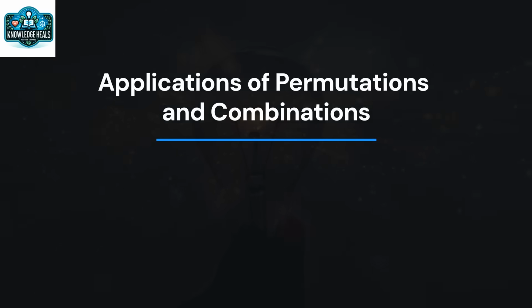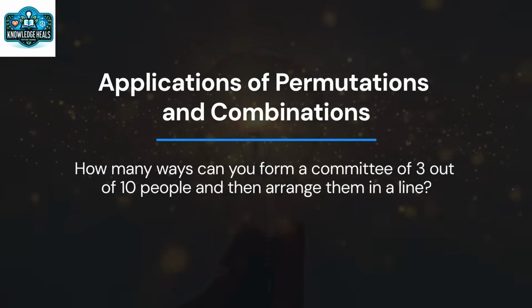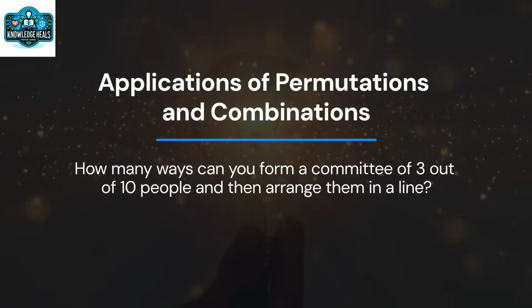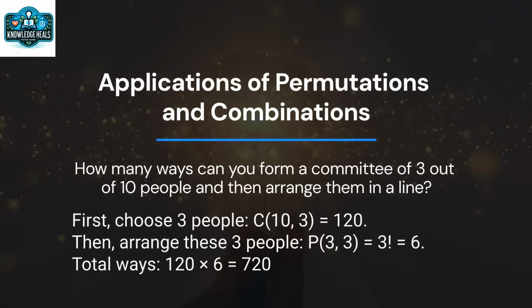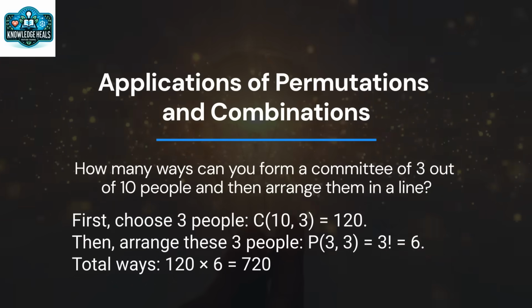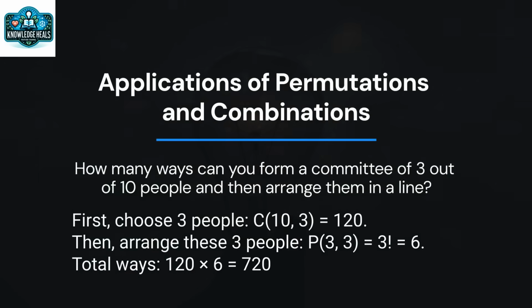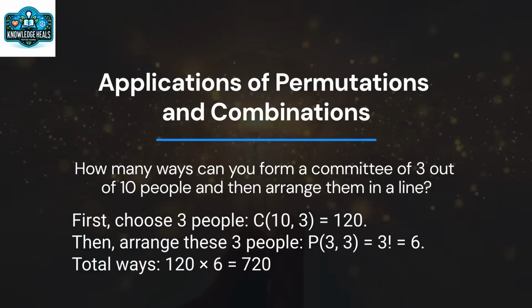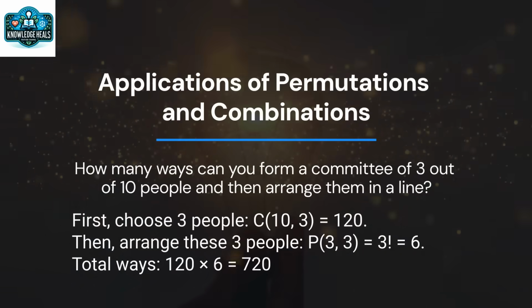Sometimes problems require both permutations and combinations. For example, how many ways can you form a committee of 3 out of 10 people and then arrange them in a line? First, choose 3 people. C(10, 3) equals 120. Then, arrange these 3 people. P(3, 3) equals 3 factorial, which is equal to 6. Total ways, 120 multiplied by 6 is equal to 720.